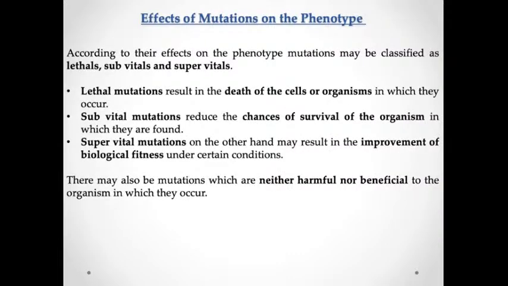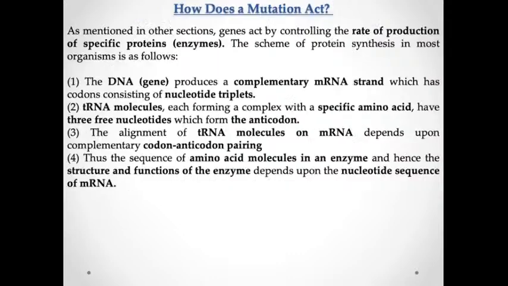So, what are the effects of mutations on the phenotype? According to the effect on the phenotype, mutations may be classified as lethal, subvital, and supervital. Lethal mutations result in the death of the organism in which they occur. Subvital is the one in which the organism could still survive. Supervital mutation is the improvement of biological fitness under certain conditions. There may also be mutations which are neither harmful nor beneficial to the organisms in which they occur.